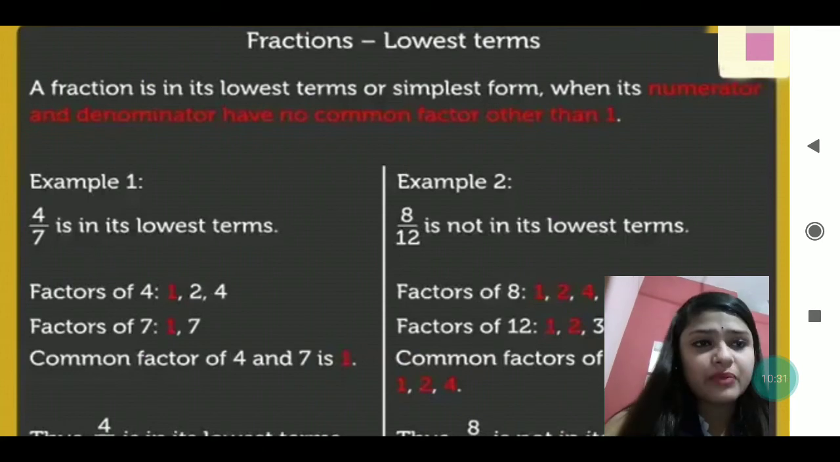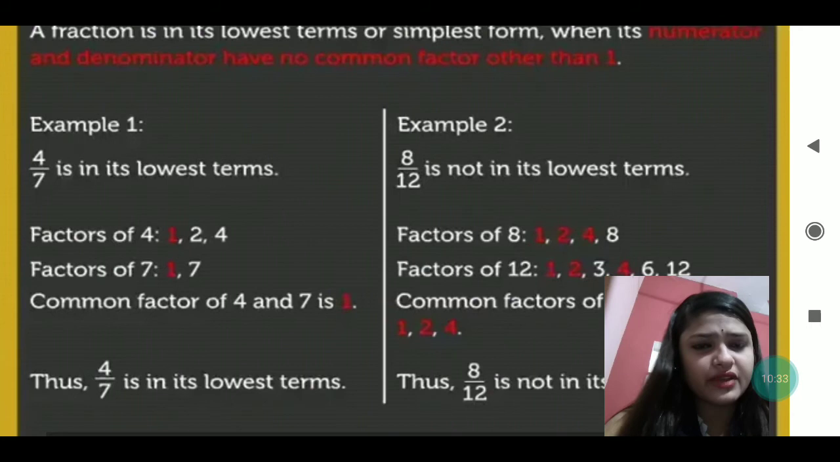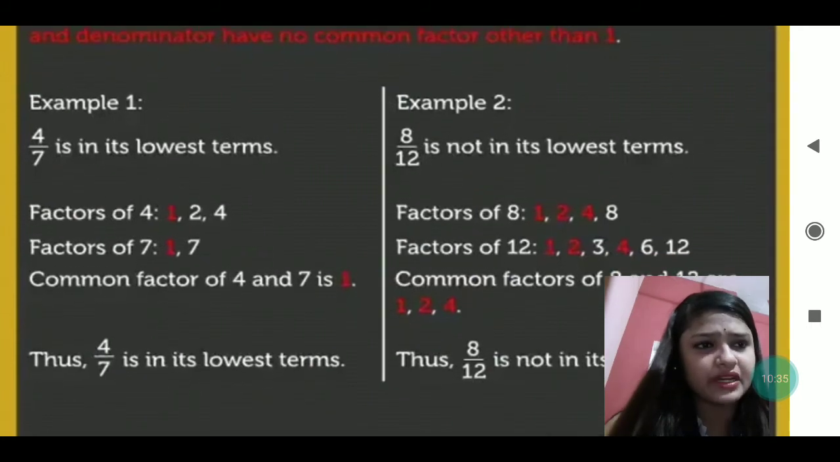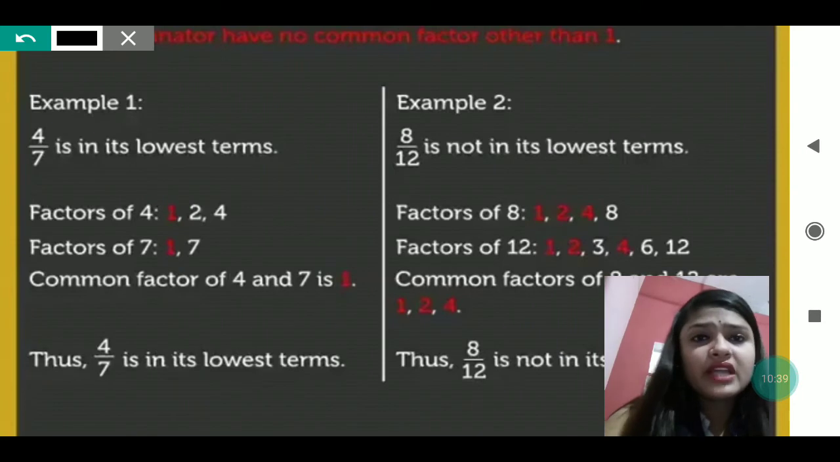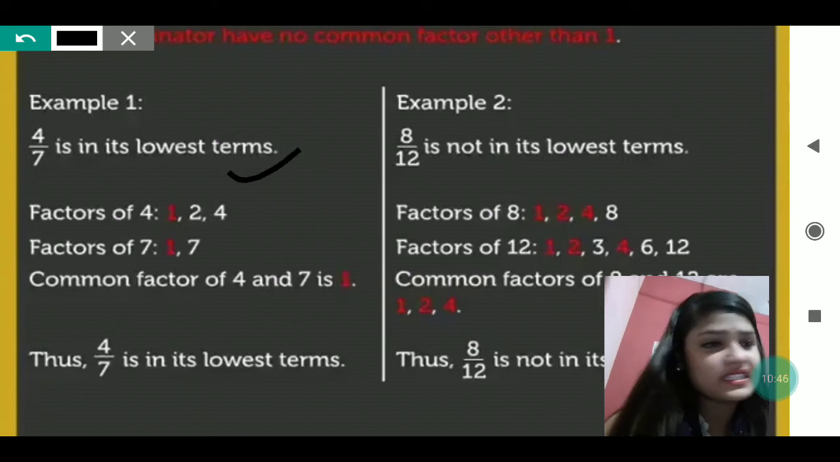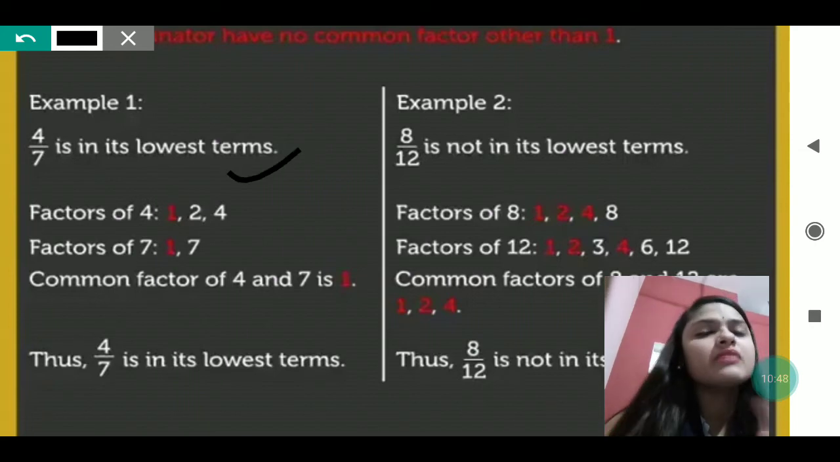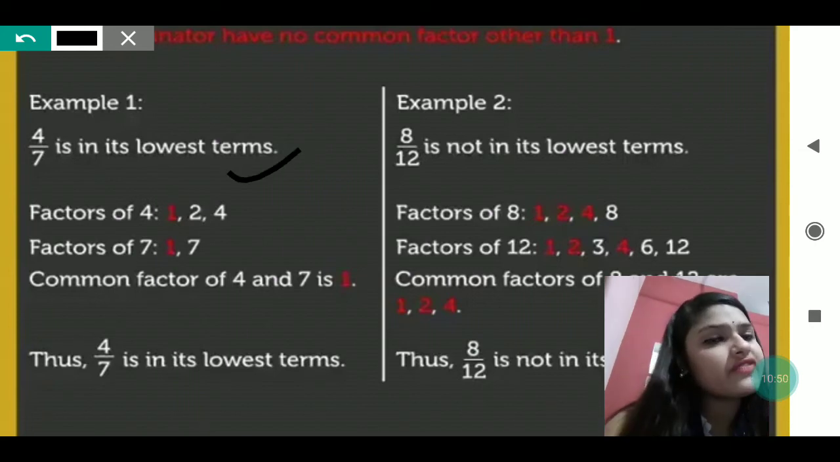Like in this example, you can see, I have opened the example here. The example is like this. You can see 4 by 7 is written. Is this fraction in its lowest term? So how can we clarify? We have to find the factors of it.